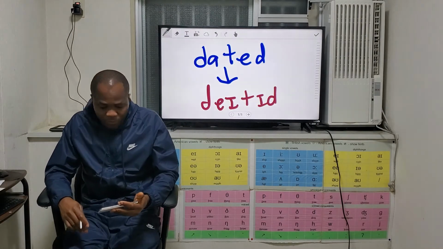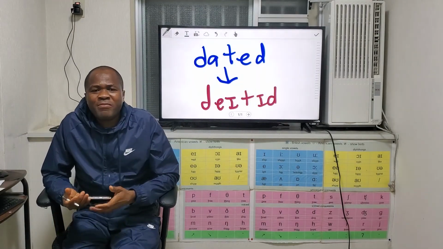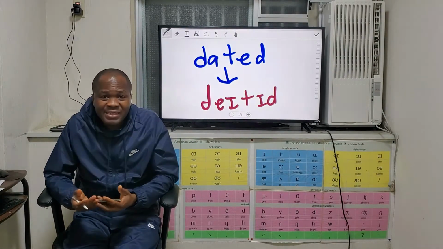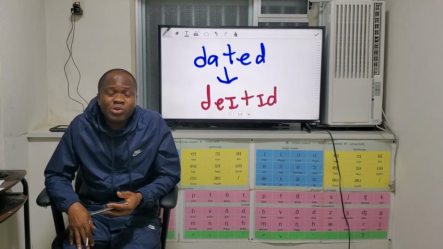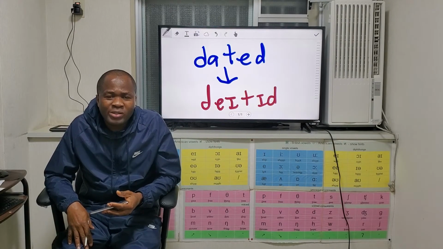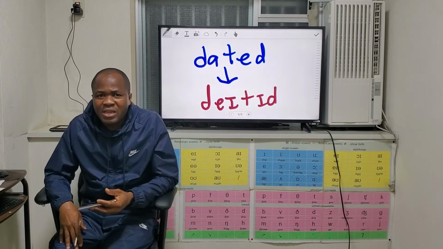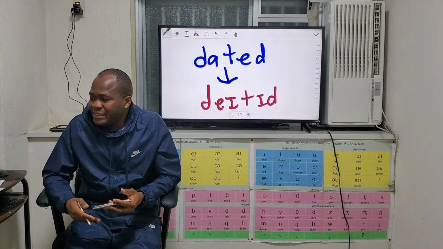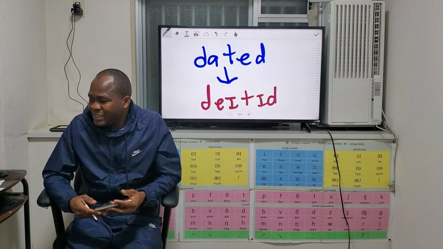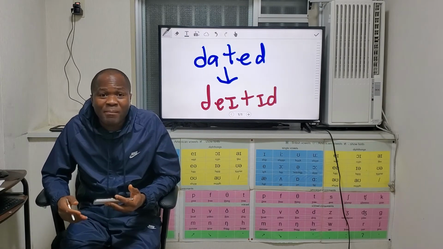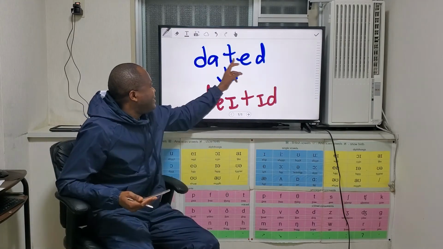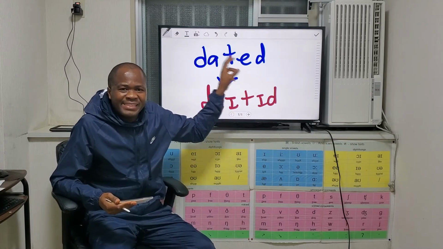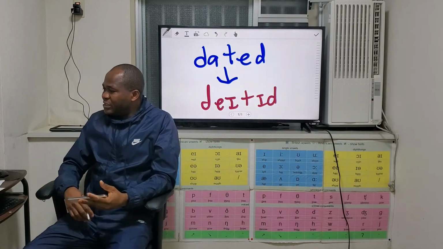Okay. Now we've finished. We said that whenever the simple past tense regular is pronounced as id, it means that the consonant should end with T or D, either T or D. And when that happens, we are going to pronounce it as id. And we just saw examples. Dated, hated, needed. Very good. Let's go to the second one.